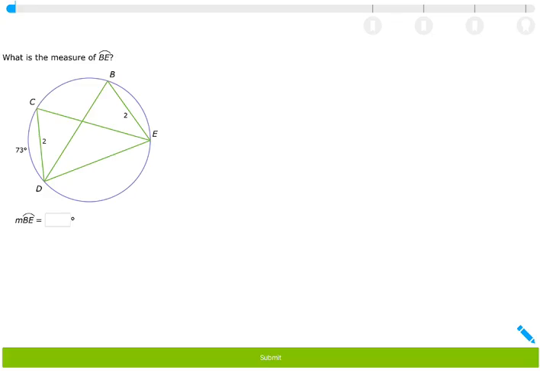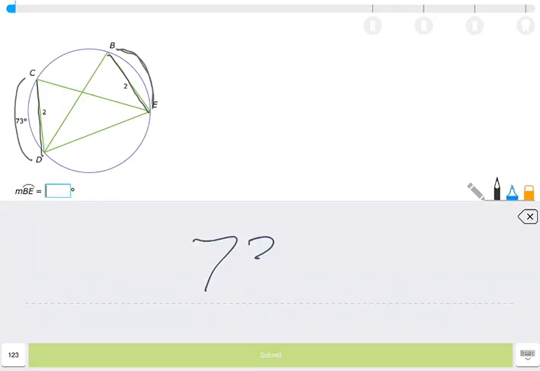All right, so here we go. This question asks, what is the measure of BE? So what is the measure of this? Well, we know CD, the chord, is 2, which is the same as chord BE, which means their arcs must match. So CD must match BE, the two arcs. So this is 73 degrees.